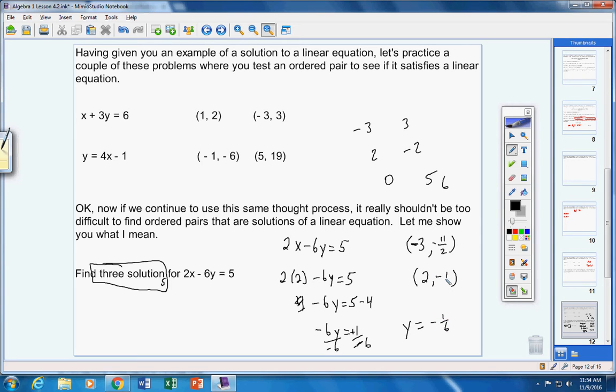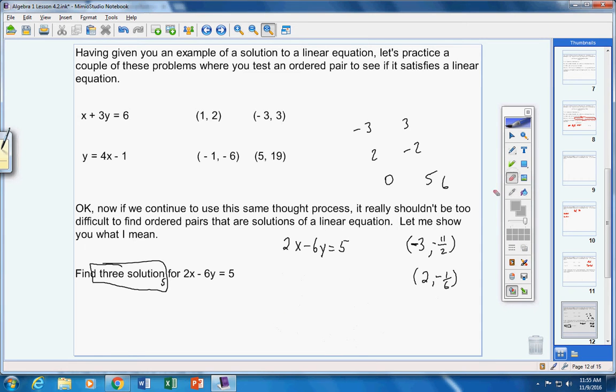So are you telling me, Mr. Earhart, this is a solution? Yes, both of these. We're not going to take time to prove it, but if you were to take this ordered pair and substitute it in, you would get out a true statement. If you were to take this ordered pair and substitute it in like we did up here, you would get out a true statement. Okay?